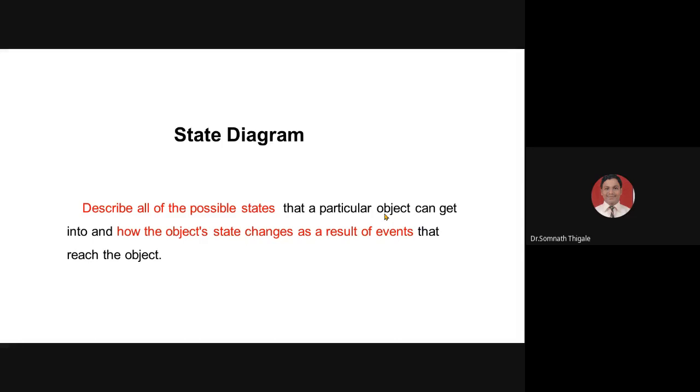State chart diagram. Sometimes it is referred to as a state machine diagram also. So what is the difference between an activity diagram and a state diagram? The activity diagram just tells us the transition from one activity to another activity. But a state chart diagram describes the entire scenario, how an object gets into a state and how the object's state changes as a result of events that reach a particular object.